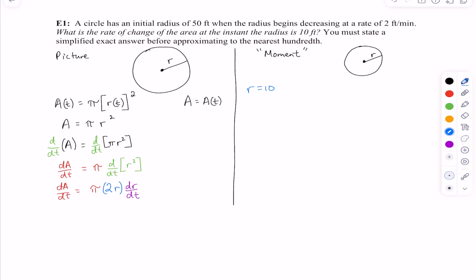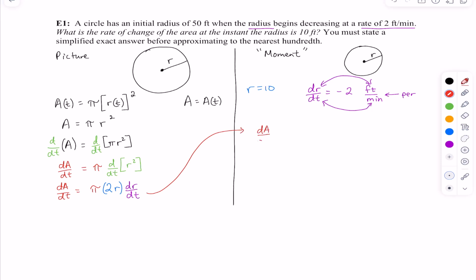We also know dr dt. It's given in the problem. So if you look at this, dr dt is actually negative 2 feet per minute. Now notice this horizontal bar is read as a fraction, and that actually resembles the units of the radius, and this minute here resembles the units of time. So we actually know dr dt is negative 2. Now, can we actually solve for the rate of change of the area? And the answer is yes.